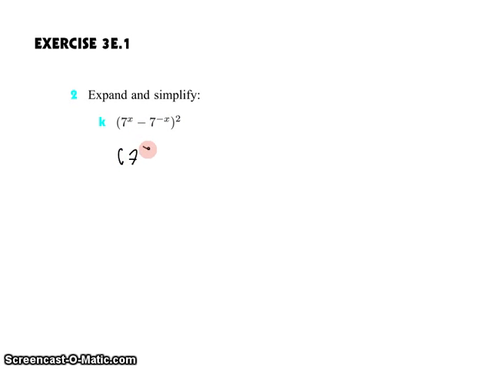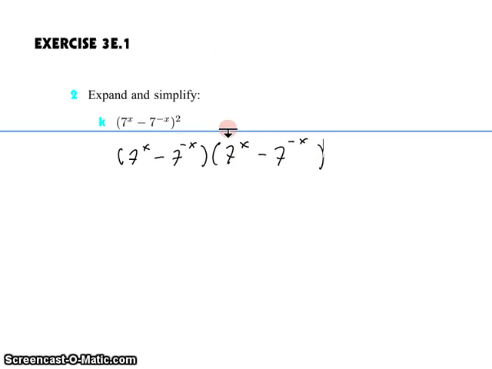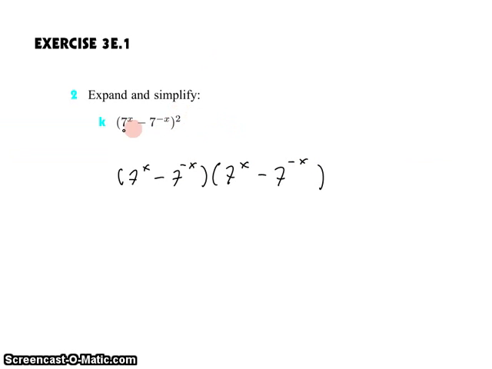So we're going to have 7 to the x take 7 to the negative x times 7 to the x take 7 to the negative x. That's what the square means, times itself. At this point, just like a plus b times a plus b, we're going to have to FOIL here. So we're going to do first, outer, inner, last. We'll multiply those terms together.